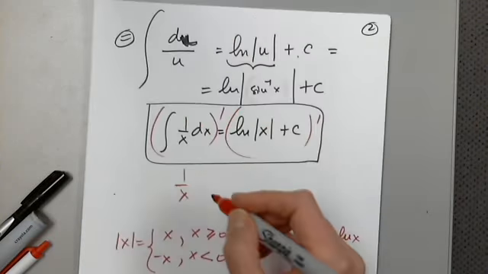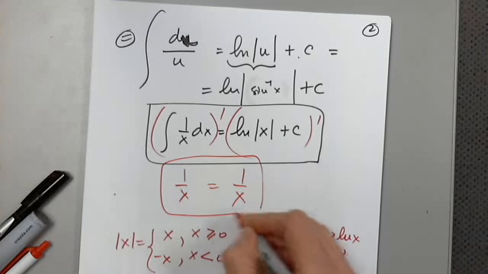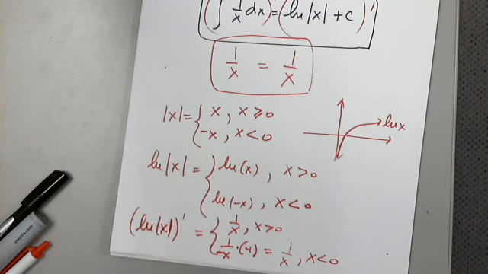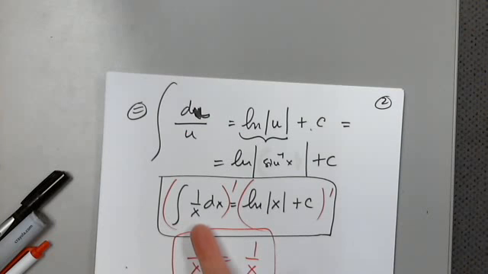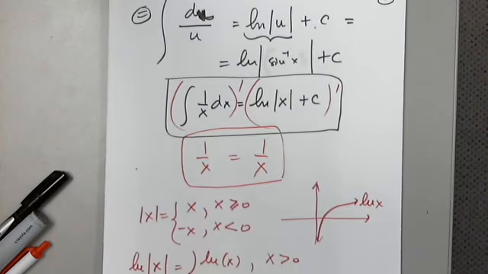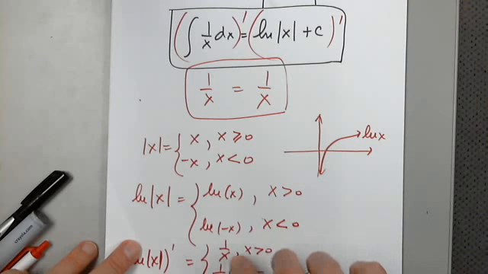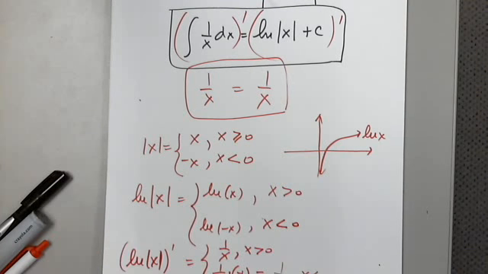So now I can say that indeed, when I differentiate log of the absolute value of x, I will always get 1 over x. And vice versa. When I integrate 1 over x dx, I will always get natural log of the absolute value of x plus a constant c. Because these two happen to be the same.